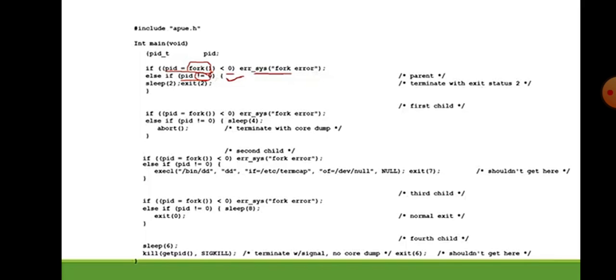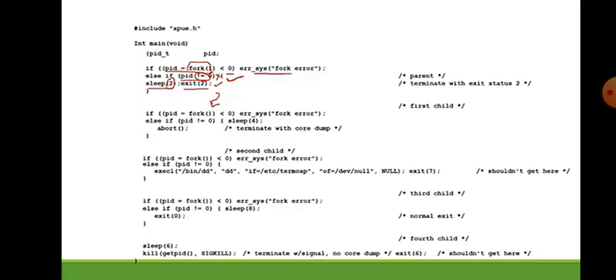And if this condition is true, then the parent process is made to sleep for 2 units of time, and it will exit with the exit status as 2, right? So this is for the parent process. Okay, now coming to this part. When will the control come here? When this condition is not true, control will come here.